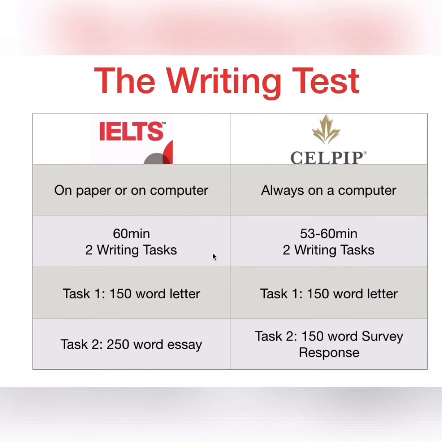Now, task 1 on either exam is the same. The IELTS and the CELPIP task 1 test for the writing is the same. It's a 150-word letter that you have to write to someone, and they will be determining whether or not your writing is formal or informal according to the question you have gotten. The biggest difference lies in task 2. On the IELTS, task 2 is a 250-word essay.